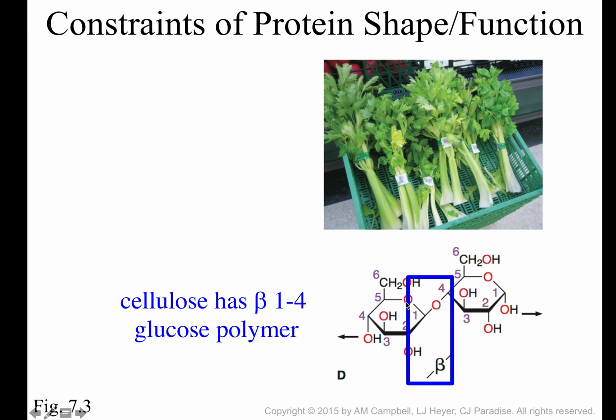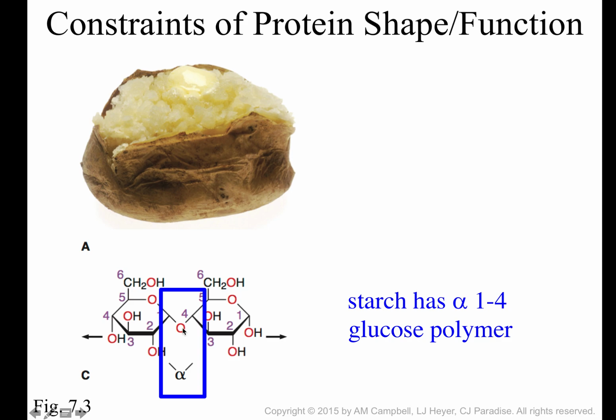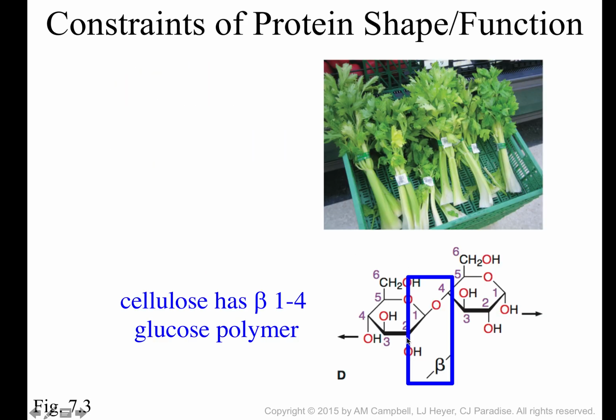The proteins that we have recognize this shape of bond, and they break these apart so we can get at these glucose molecules. They don't recognize this shape. So even though the glucose molecule is the same, they can't recognize this shape here, and so they can't break that down, and that's why you don't digest it and you poop it out.